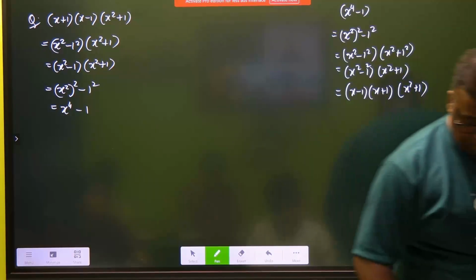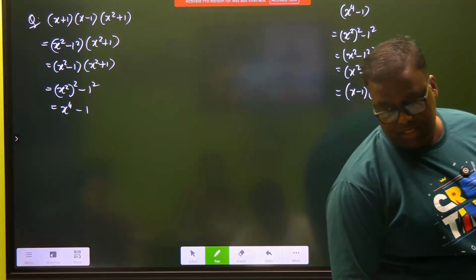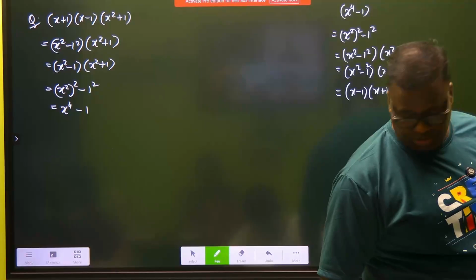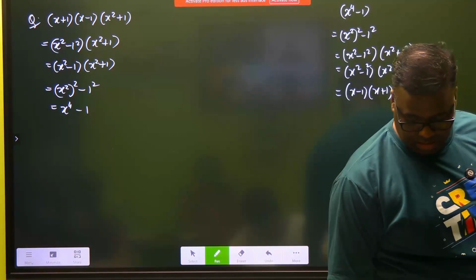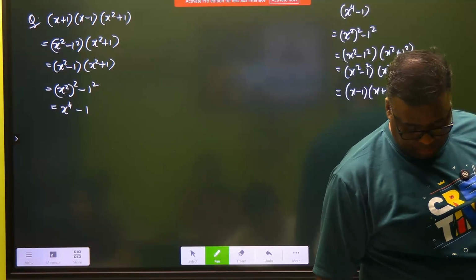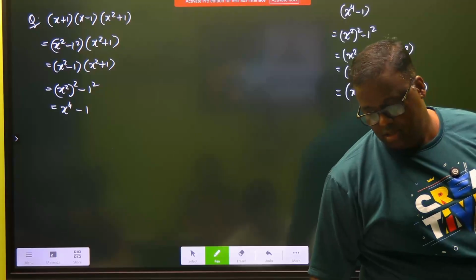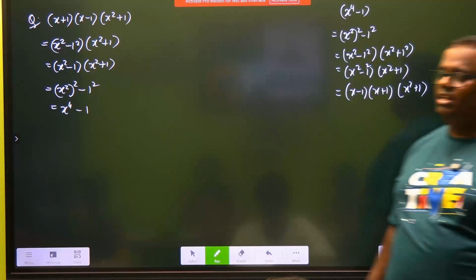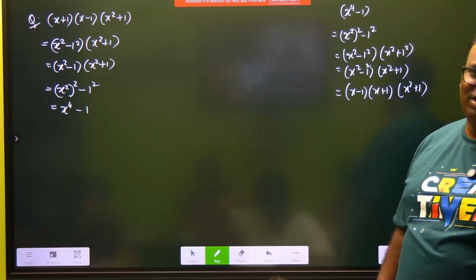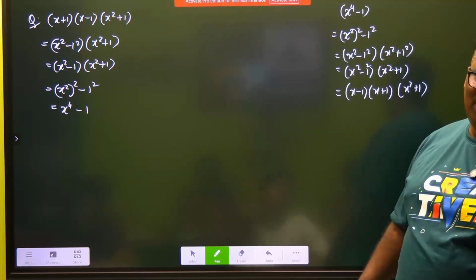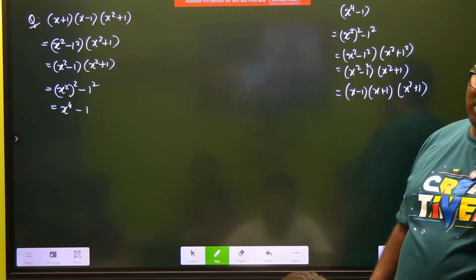Same way, take the problem. (x minus 3) in brackets. The first factor is x minus 3. Next factor is x plus 3. And the third factor is x square plus 9. See, you can predict the question. If it is 3, then it has to be 9 at the end. x square plus 9. That is your last problem.